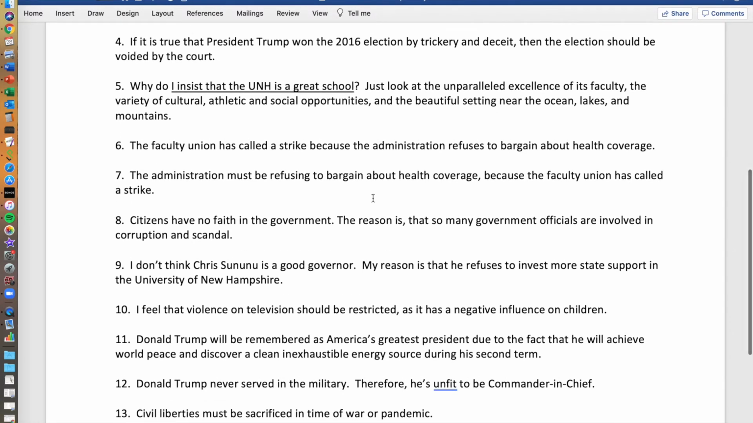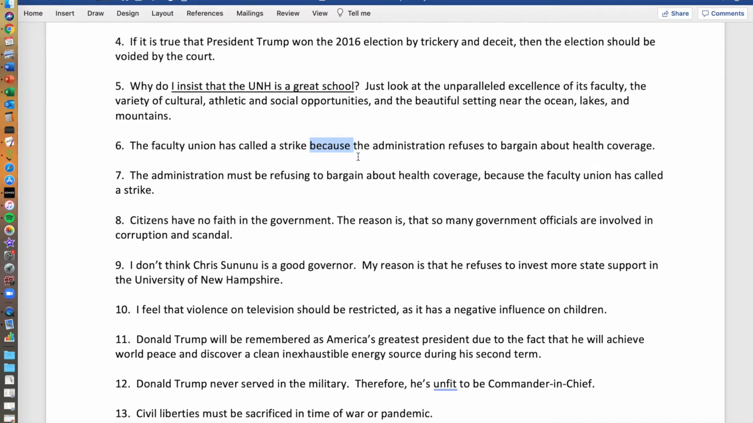So let's look at number 6. The faculty union has called a strike because the administration refuses to bargain about health coverage. So here again, we can focus on this word because. We have one sentence, but we could ask, does because offer a transition from one statement to another? Are there 2 statements here, or is it a single statement, right? And if it's a single statement, it's obviously not an argument. So what's going on with because?